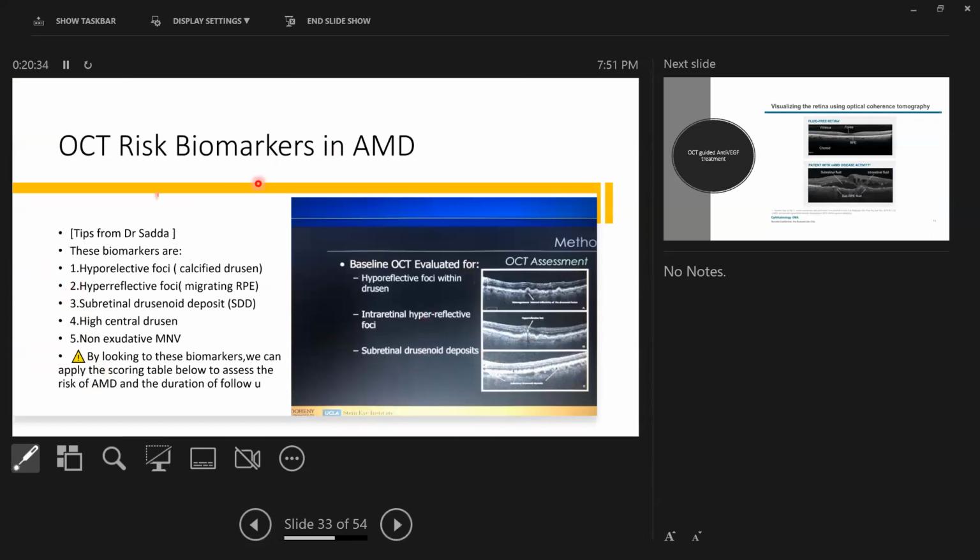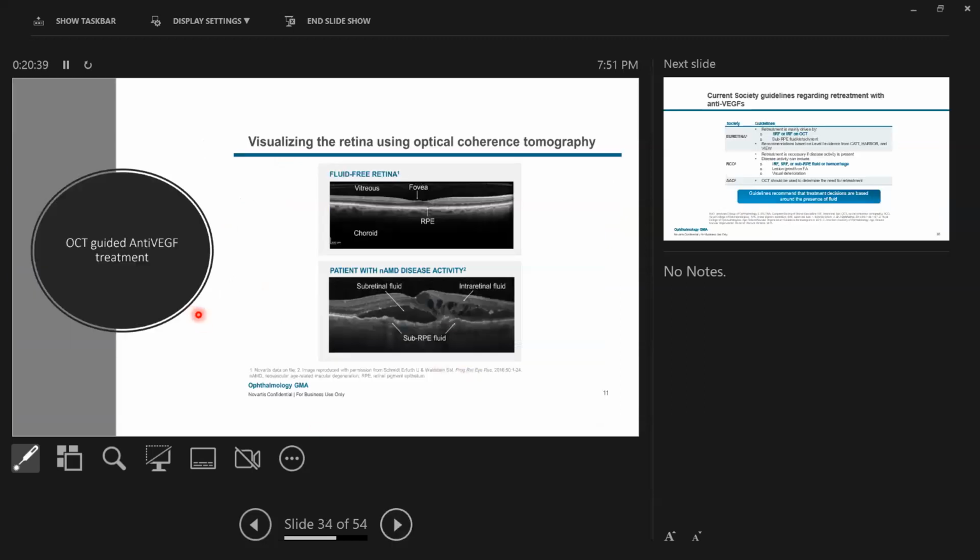Okay, I will not go through more biomarkers because this is a more advanced level. We just need to keep in mind the importance of the OCT when we give the patient anti-VEGF. As you remember, when we talk about wet AMD, we have three fluid compartments: intraretinal fluid, subretinal fluid, and sub-RPE fluid. When we treat the patient, we give priority to the intraretinal fluid, then the subretinal fluid, then the sub-RPE fluid.